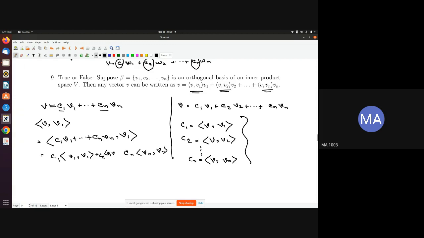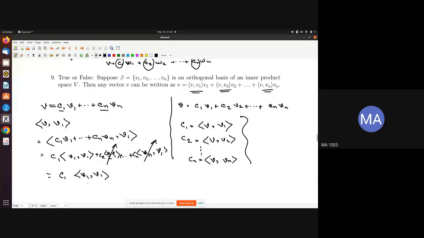Then C2 times V2, V1, and the last term is Cn times Vn, V1. Now what will I get? All these terms are 0, right? Because they are orthogonal. So only this term is remaining.